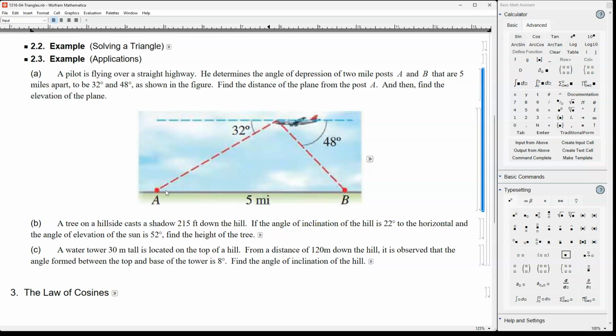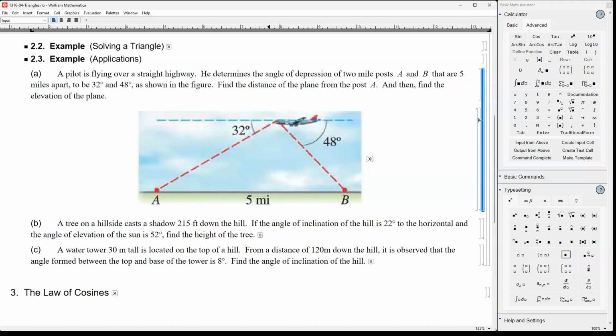So let's say these posts are A and B and the cockpit of this plane is C, capital C. And we have triangle ABC. And then small c, opposite of angle capital C, is 5 miles. And angle A is 32 degrees. Angle B is 48 degrees.